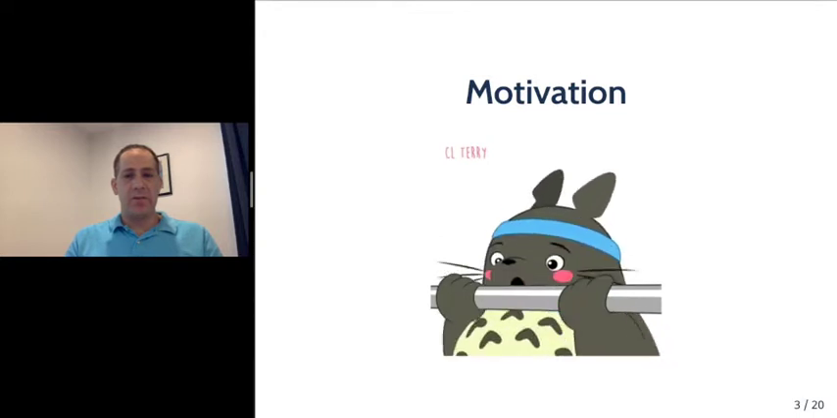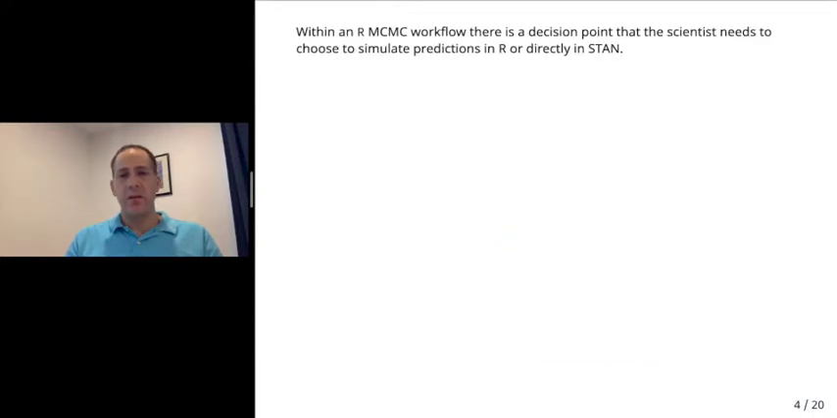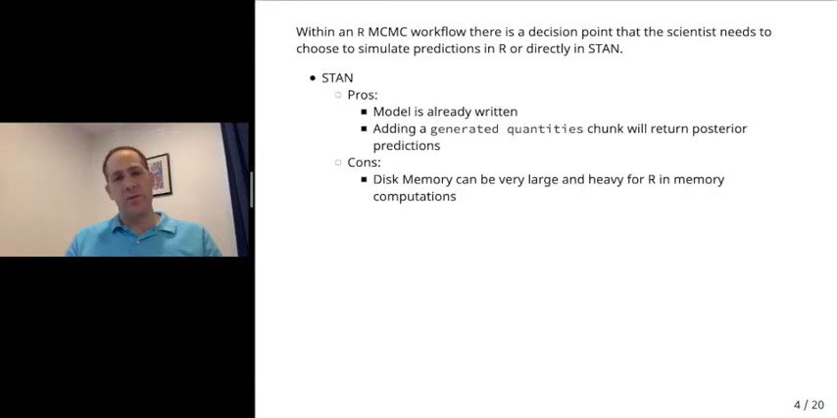A little bit of motivation for the talk. Within an R MCMC workflow, there's a decision point where we need to decide if we want to simulate predictions in R or directly through Stan. The pros of doing it through Stan is that the model is already written and you just have to add a generated quantities chunk in order to create the posterior predictions. The downside is that disk memory can be very large for these fit objects that we're returning and heavy on our memory computations. That way we can't really do post-processing beyond the model validations because the fit object is too big.